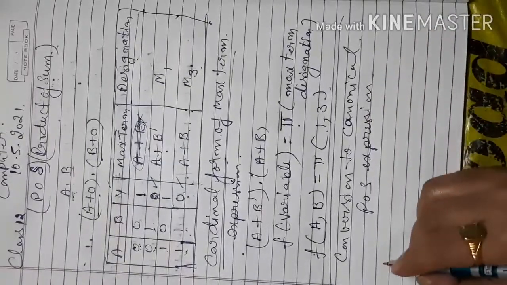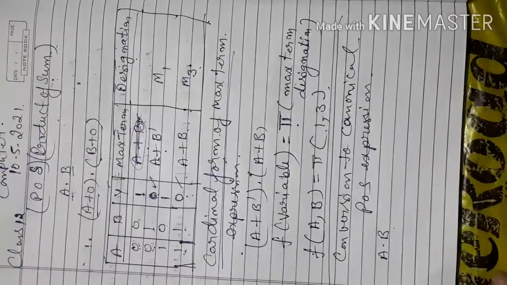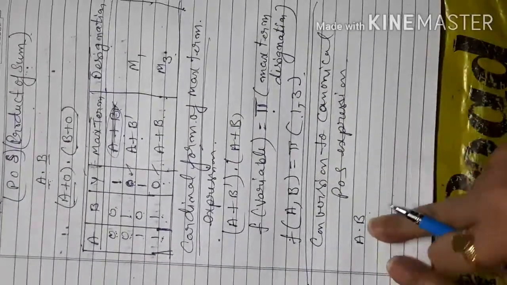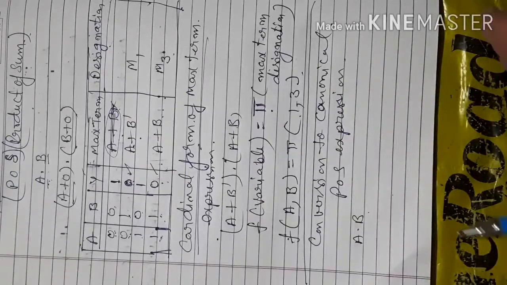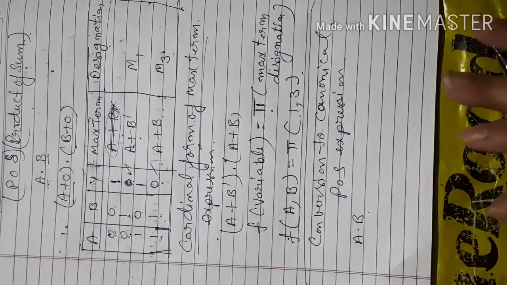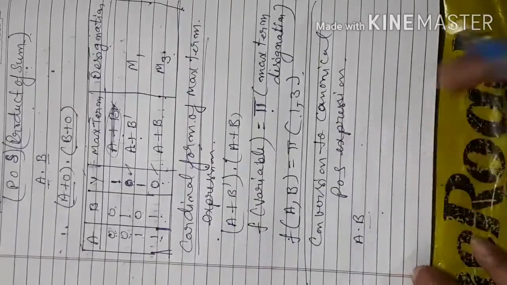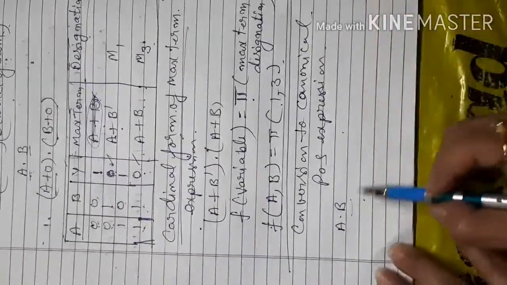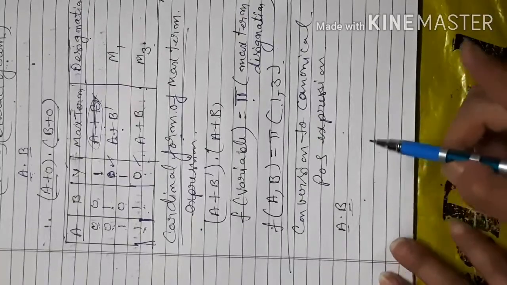If I have, like the same one, A and B, I want to convert it into a canonical POS expression. All inputs should be there, and the sum of inputs will be multiplied. So you have to convert this expression into canonical POS expression. First you will think, which variable is missing here? B is here. Is any input missing here?